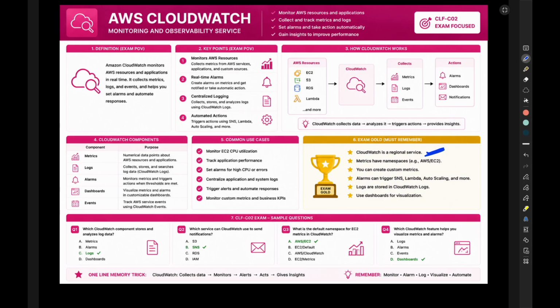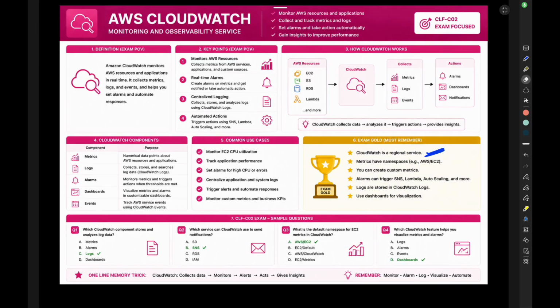Let's understand metrics first. Metrics are numerical measurements. For example, CPU utilization, memory usage, disk activity, network traffic. CloudWatch continuously collects these metrics. Now let's discuss logs. Applications generate logs. Servers generate logs. Lambda generates logs. CloudWatch Logs stores and centralizes these logs, and this makes troubleshooting quite a bit easier.